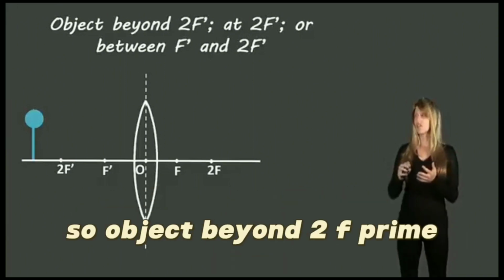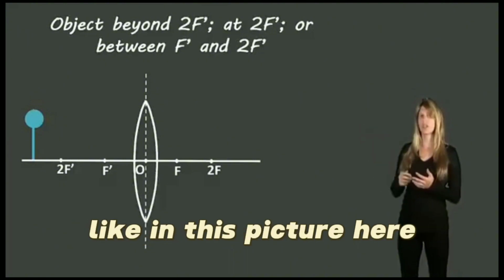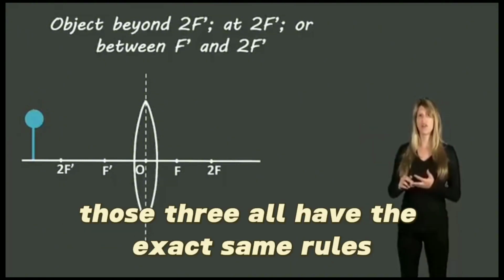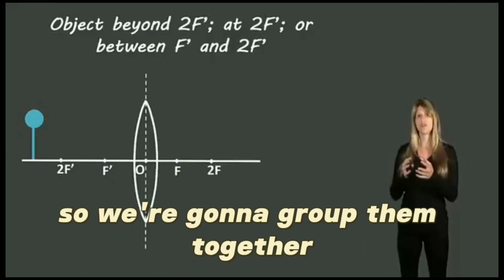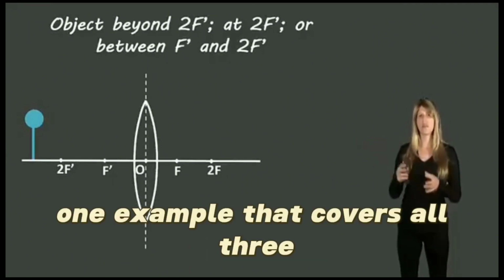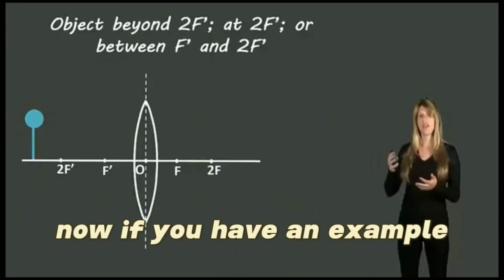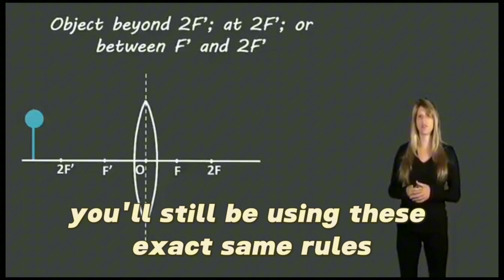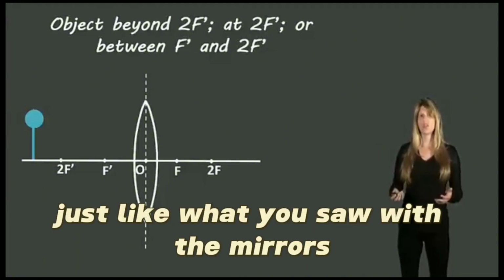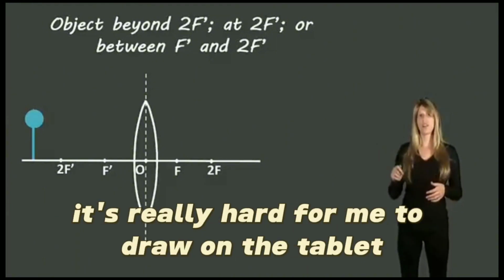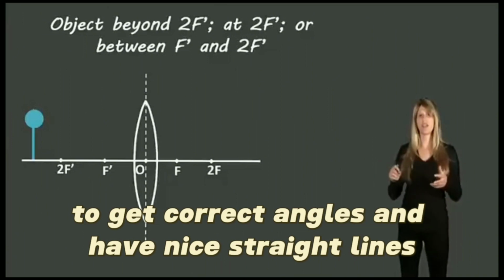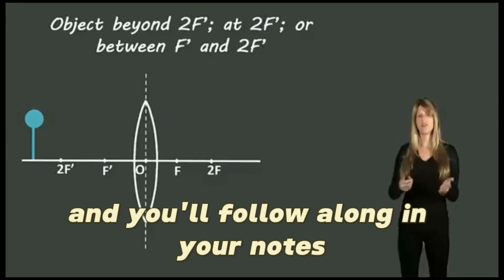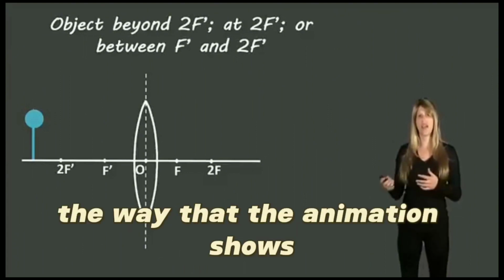The first 3, so object beyond 2f prime, like in this picture here, at 2f prime or between f prime and 2f prime, those 3 all have the exact same rules. So we're going to group them together, and I'm just going to do one example that covers all 3. Now if you have an example in your worksheet that covers a different one, you'll still be using these exact same rules. Just like with the mirrors, it's really hard for me to draw on the tablet to get correct angles and nice straight lines. So I'm going to be using an animation to show you what I would be drawing, and you will follow along in your notes, drawing the way that the animation shows.